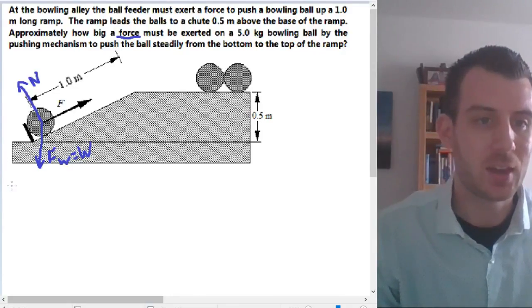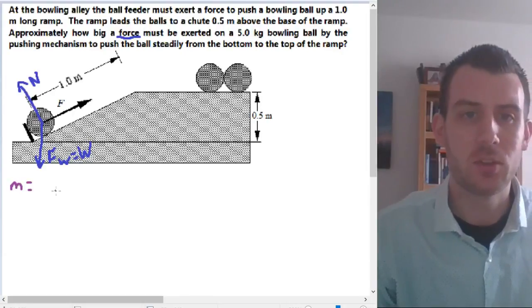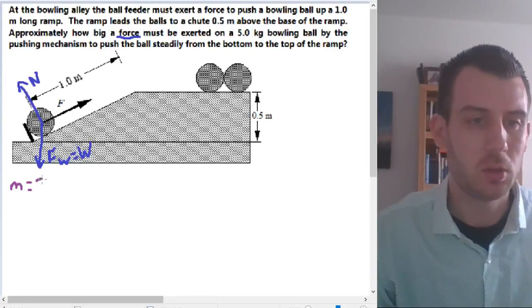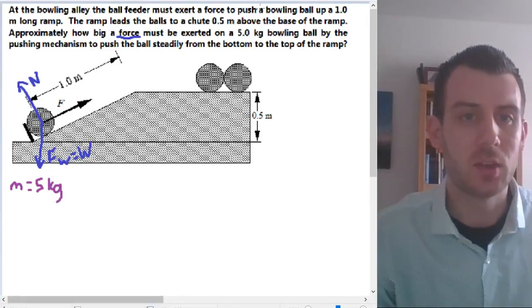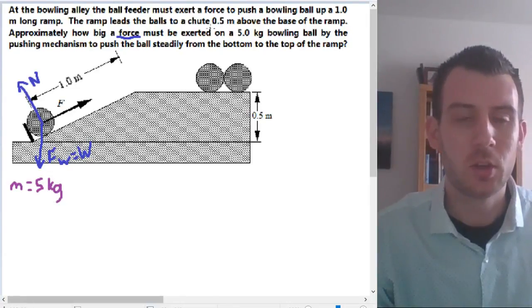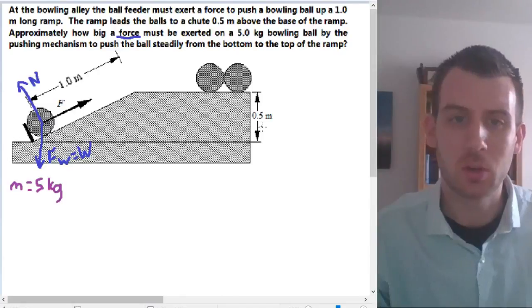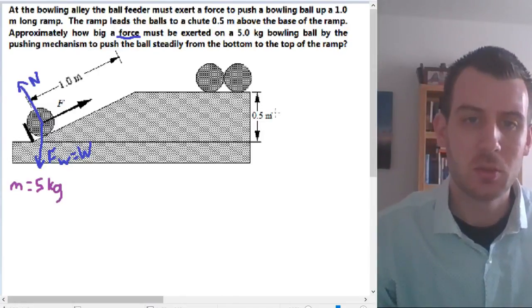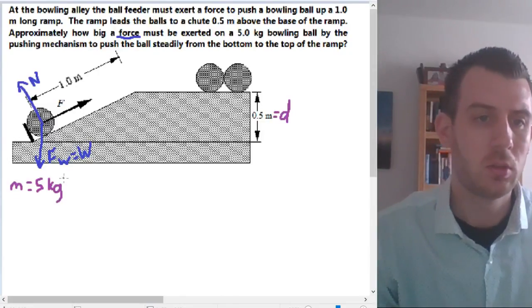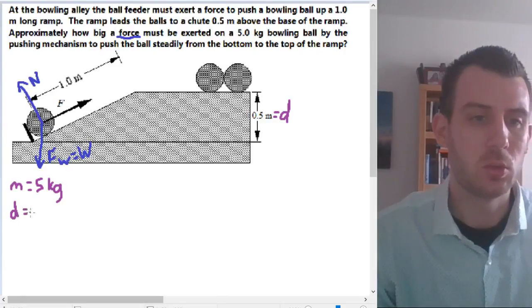It says that I have a mass. The mass is going to be a 5 kilogram ball. It says that I have a distance of 0.5 meters. That's already drawn in here. That could maybe come in use. I'm gonna write this maybe as D. So D is equal to 0.5 meters.